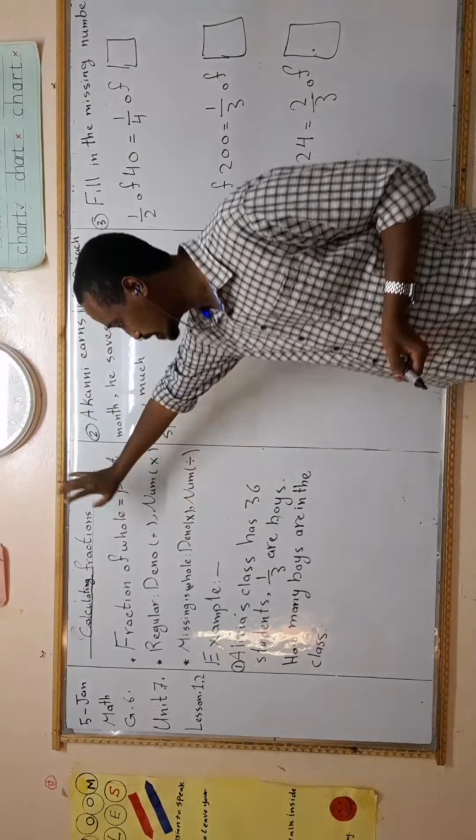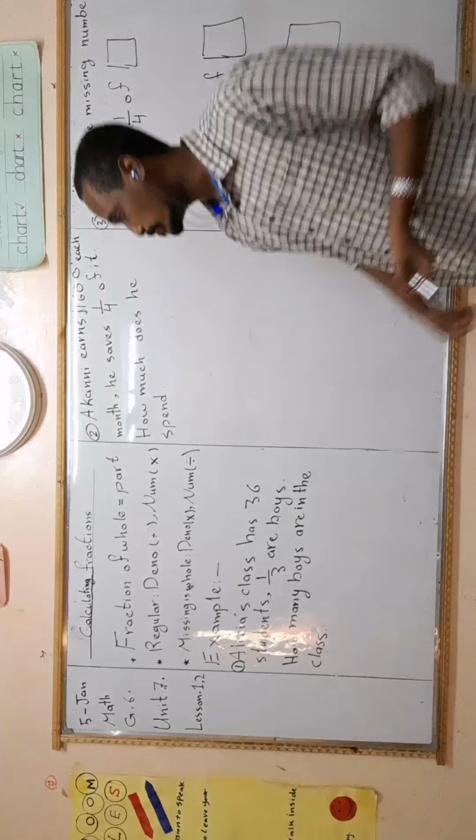And then numbers. What should I do? I'm going to multiply my number by the numerator and then divide by the denominator, or my number divided by the denominator then multiplied by the numerator. It depends on your judgment.